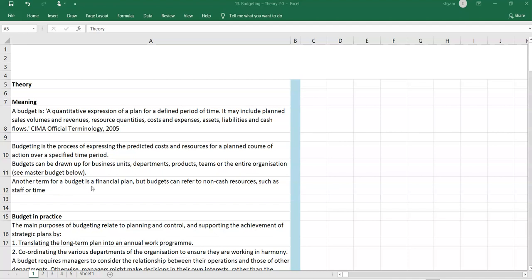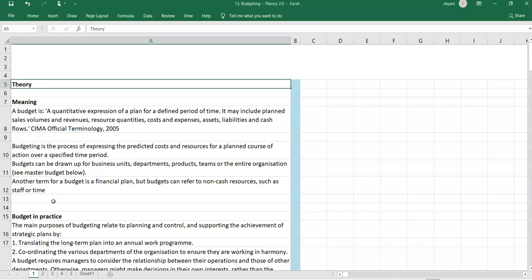Another term for a budget is financial plan, but budgets can refer to non-cash resources such as staff or even time. So a budget is not only for monetary things; it can also be for non-monetary things such as the number of staff allocated to each department, or the total time available in terms of machine hours or labor hours, and how that is allocated to different departments. So a budget is just an estimation of the future which expresses numbers, and that too for a short period of time. That is the meaning of budget.